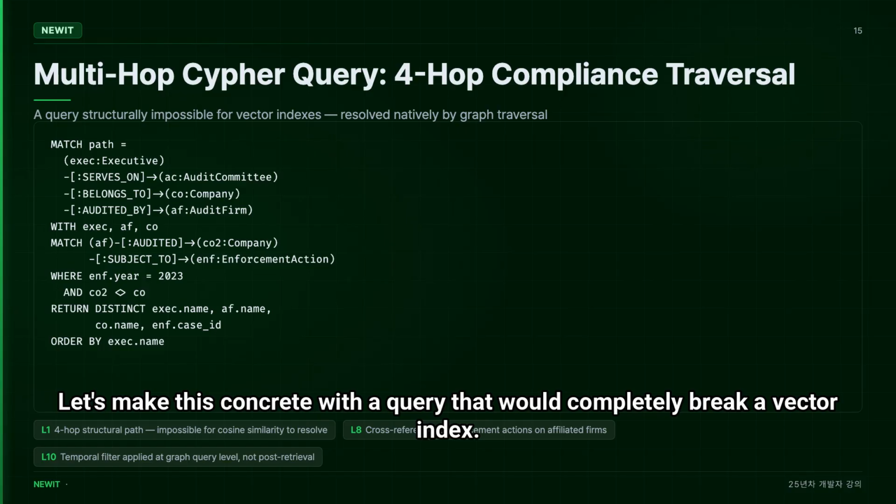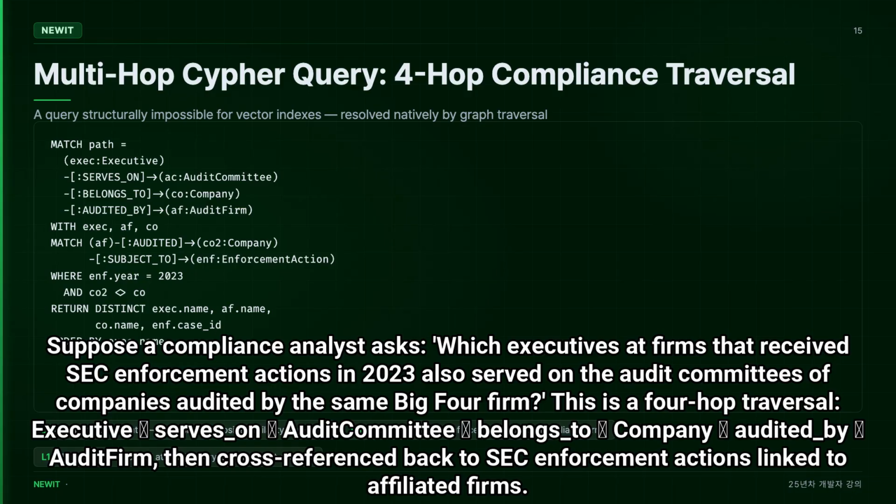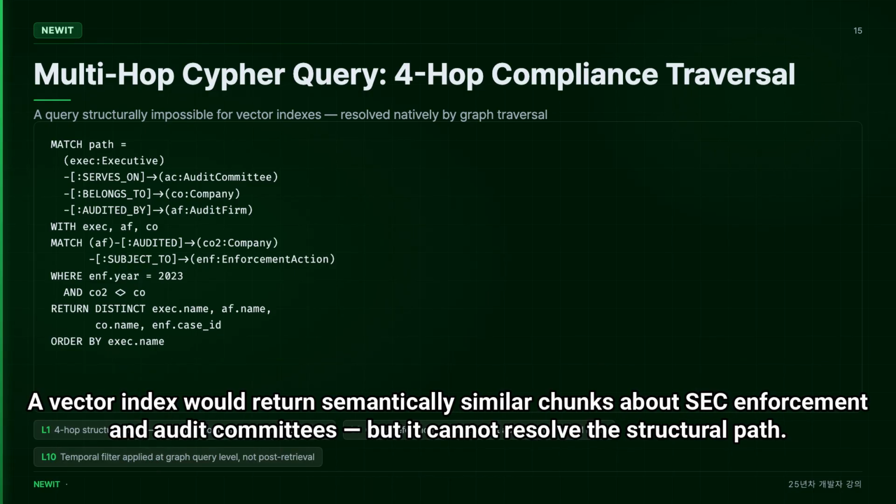Let's make this concrete with a query that would completely break a vector index. Suppose a compliance analyst asks, which executives at firms that received enforcement actions in 2023 also served on the audit committees of companies audited by the same Big Four firm? This is a four-hop traversal of serves on, audit committee, belongs to, company, audited by, audit firm, then cross-referenced back to SEC enforcement actions linked to affiliated firms. A vector index would return semantically similar chunks about SEC enforcement and audit committees. But it cannot resolve the structural path.